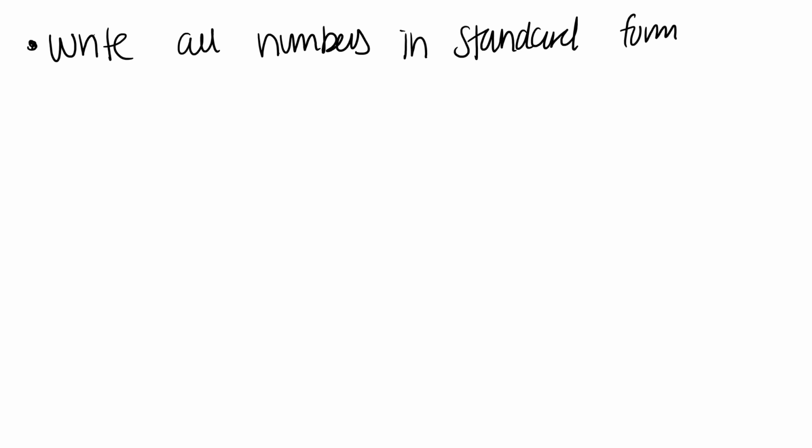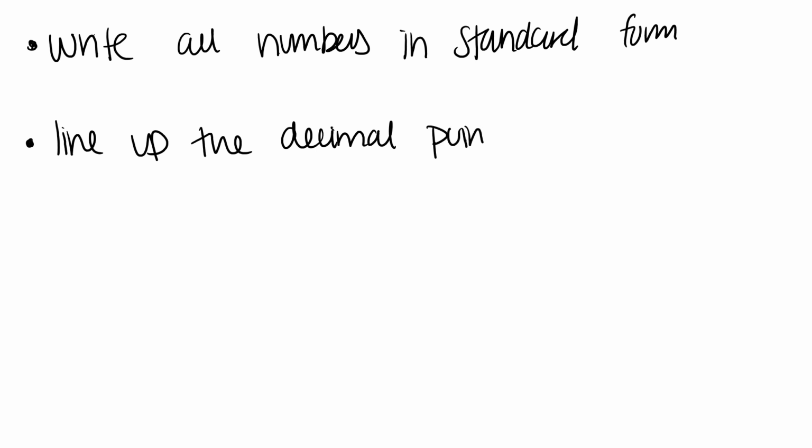There is a way to add and subtract while still in scientific notation, but it is very complex and it is very easy to make careless mistakes. And so writing all of the numbers in standard form and then just adding the regular numbers is a much easier method. Now, it's important to remember that when you are writing numbers in standard form and we're adding or subtracting, we need to line up the decimal points. We're going to line up the decimal points and then we're going to add the numbers or subtract the numbers.